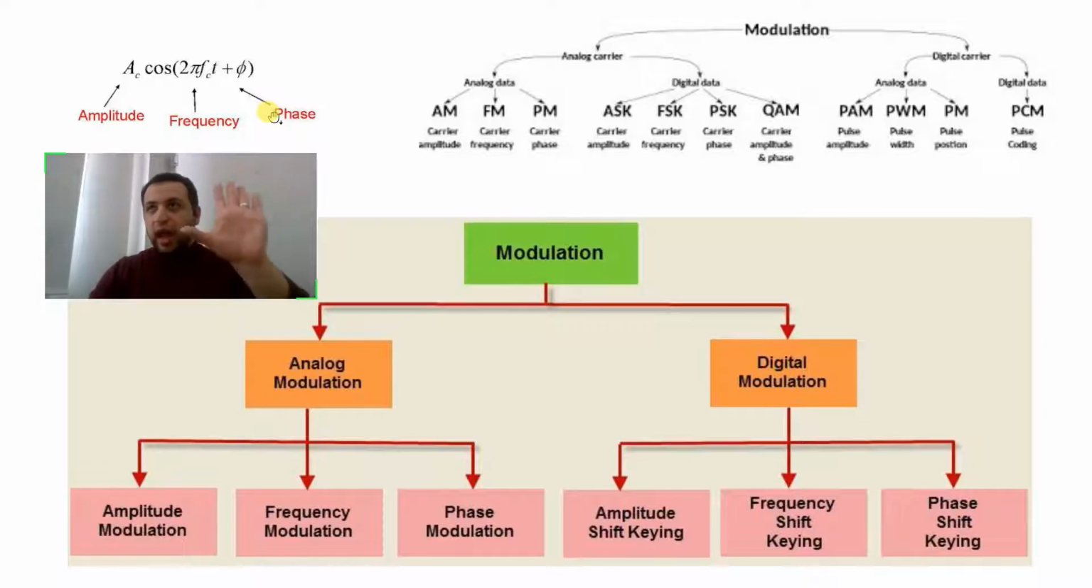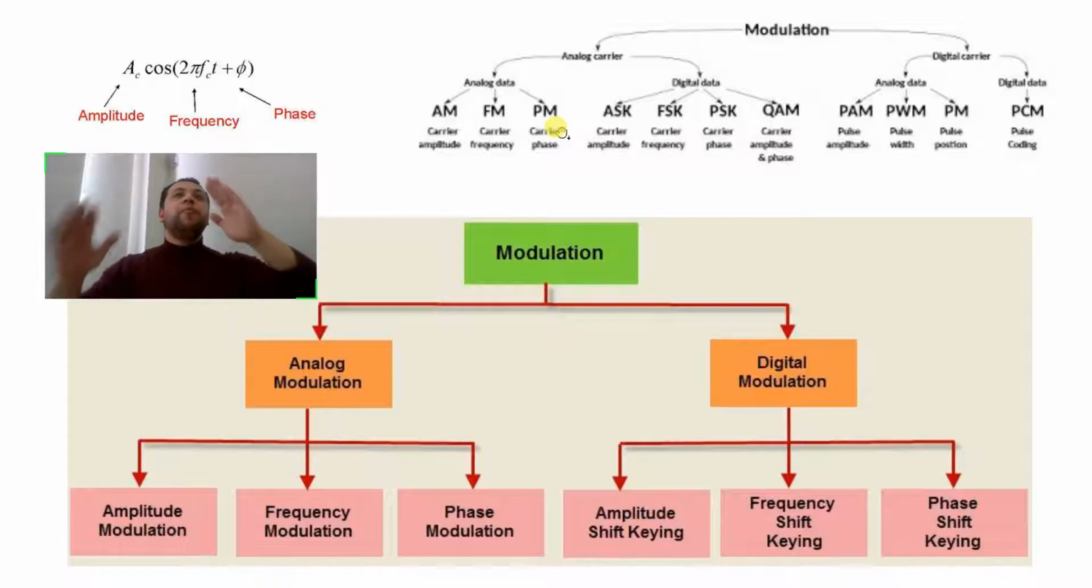So now let's go to the classification of modulation schemes. Whenever somebody mentions modulation, link it with the word changing. Changing what? Properties of the carrier signal. What are the properties? Amplitude, frequency, and phase.